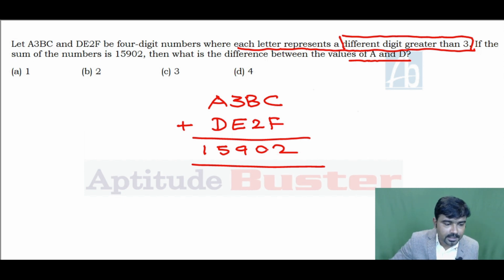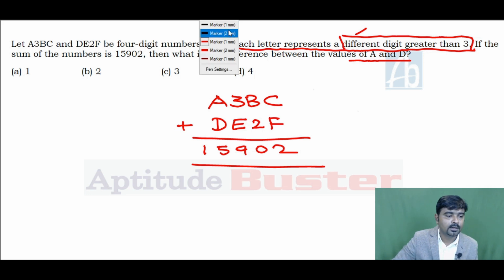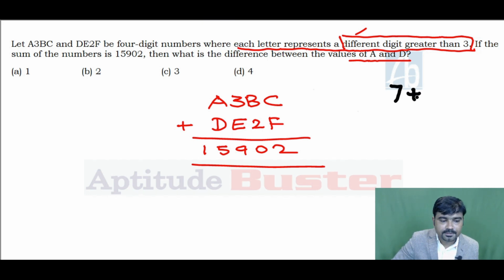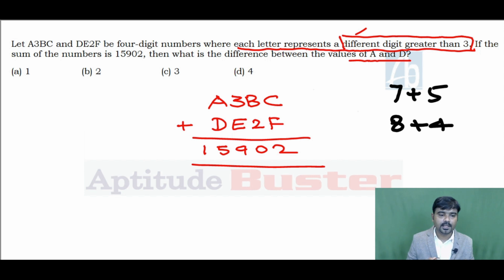Okay, this value is 2. Can you assume C is 1, F is 1? It is not possible. The reason is they are different digits and it is given greater than 3. You cannot choose 1 and 1. You can choose 7 plus 5, 12, correct? Or 8 plus 4. Here 2 possibilities are there. Just next check with the previous digit. Here anyway you get 1 carry. Am I right? You get 1 carry from the previous addition.